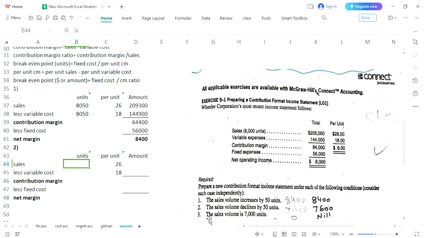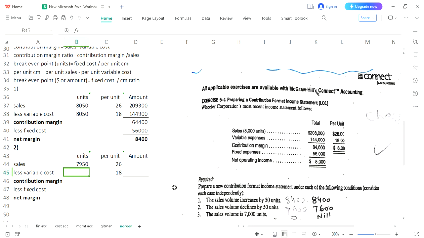The sales volume declines. Decline means you are decreasing the number of units to be sold by 50. Initially you were selling 8,000 units. When you decrease 50 units, what will happen? Previous units were 8,000. You are declining. Declining means decrease. Decrease means you will subtract 50 units. This way, the number of units you are now producing and selling is 7950.